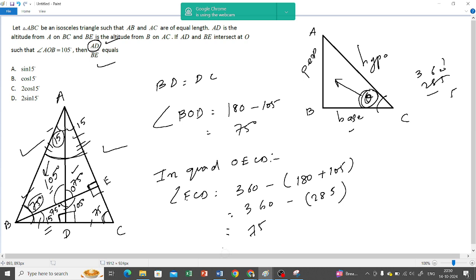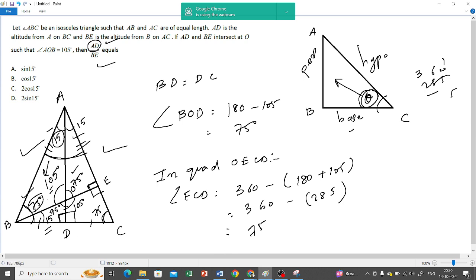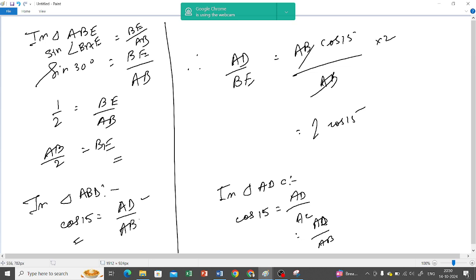Okay, now see in triangle ABD. In triangle ABD, what do we have? Cos 15. So cos 15 is what? Base by hypotenuse. So what is base? Base is AD, and what is hypotenuse? AB. So AD by AB, right?